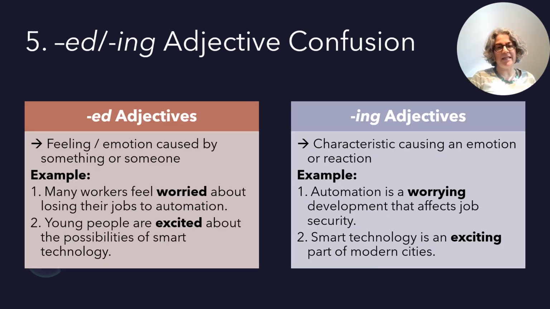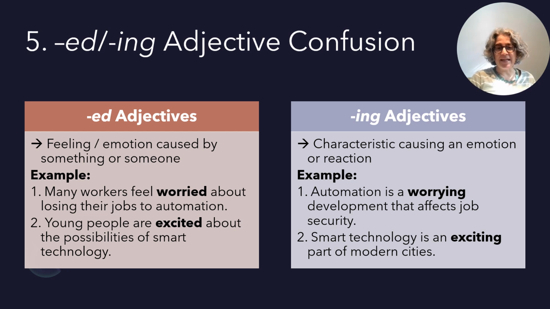Finally, we look at the confusion between ed and ing adjectives. The ed adjectives refer to feelings and emotions caused by something or someone. So you can see, for example, many workers feel worried about losing their jobs to automation, and young people are excited about the possibilities of smart technology. In sentence 1, it's the automation that makes the workers feel worried. And in sentence 2, it's smart technology that makes the young people feel excited.